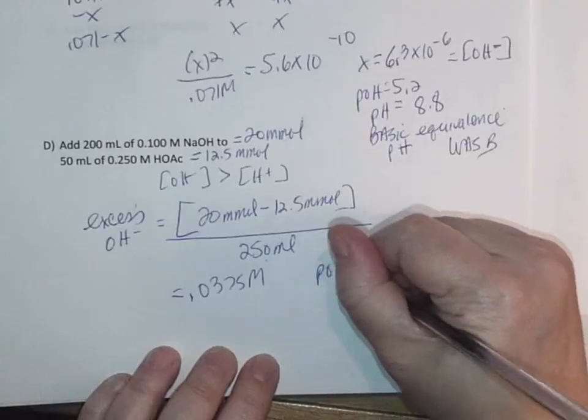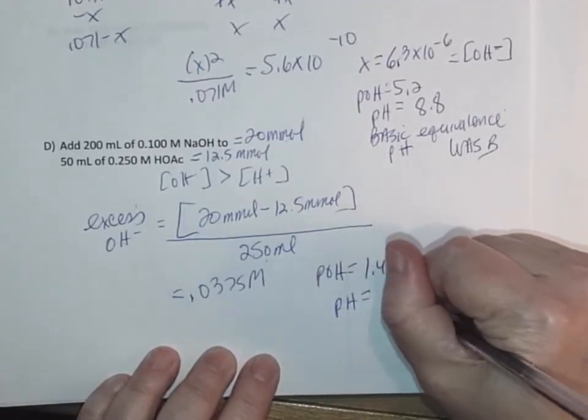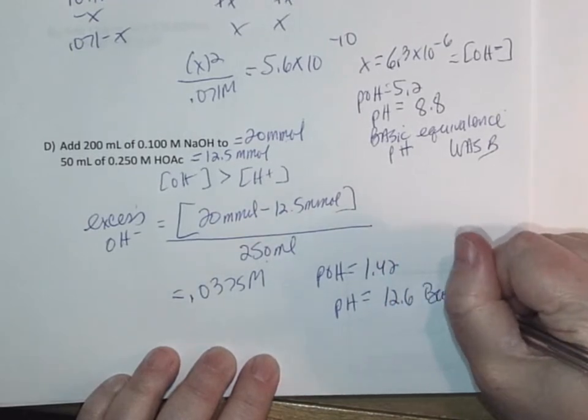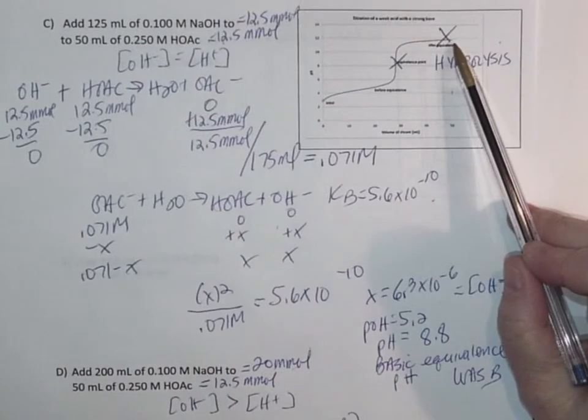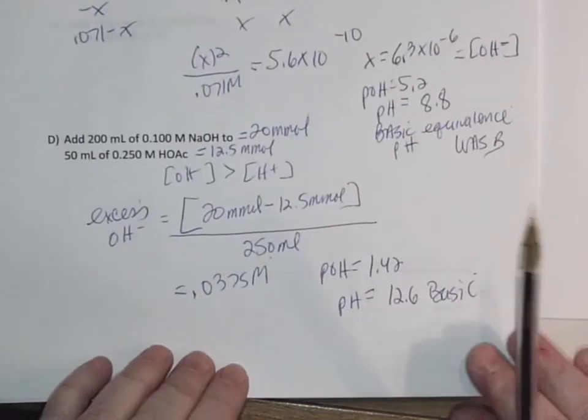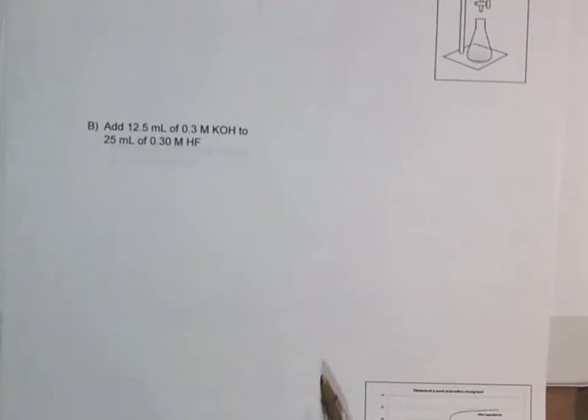I can get a pOH of 1.42 and go on and get a pH of 12.6, which I knew was going to be basic because that's where we are in the over-titration part of this. So this makes sense. Yay, I'm feeling happy. All right, let's do another one.